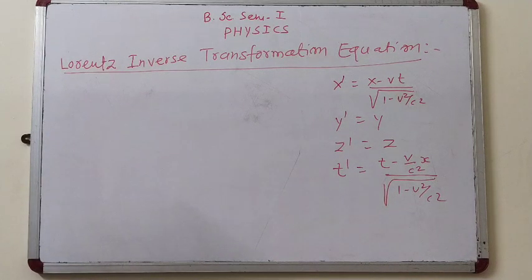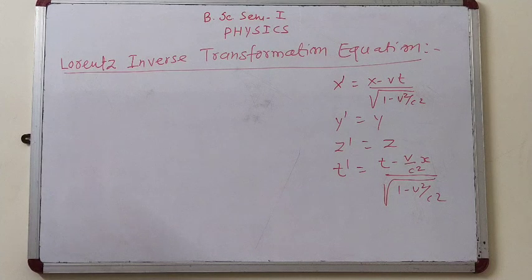They give the relationship between the space and time coordinates in two frames of reference. One frame is at rest and the other is in moving condition. x', y', z', t' are the space and time coordinates of point P considered in frame S', and x, y, z, t are the space and time coordinates of point P related to frame S. Our aim is to find the Lorentz inverse transformation equations.